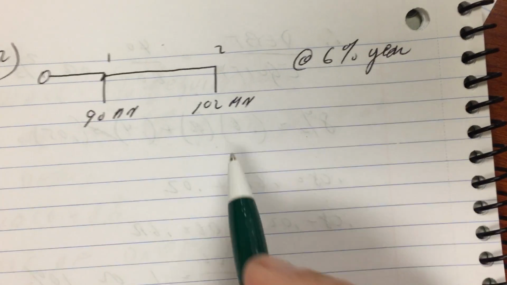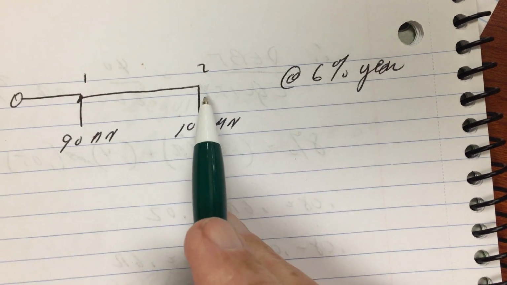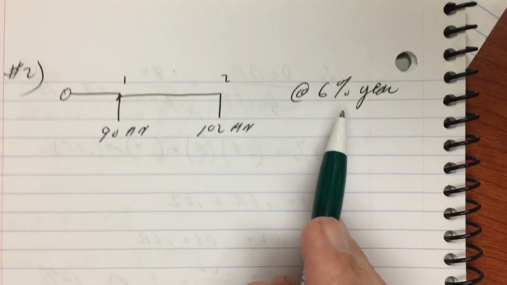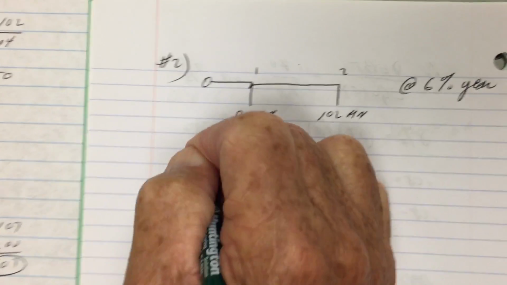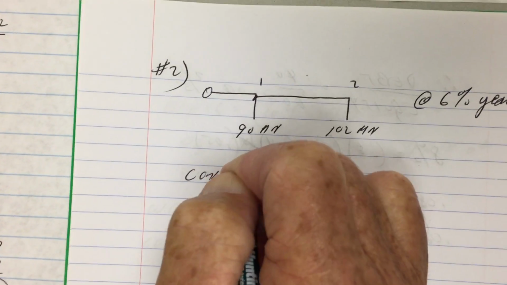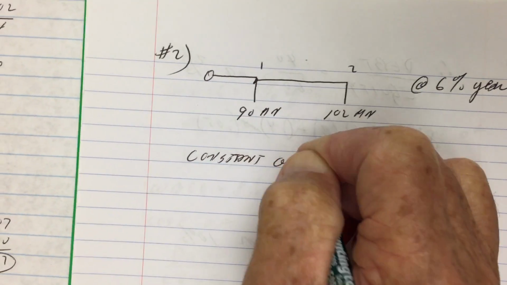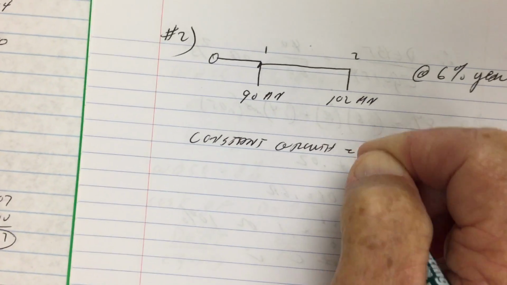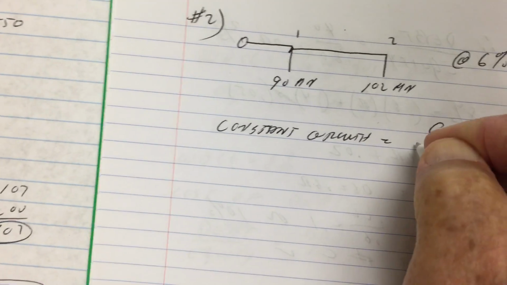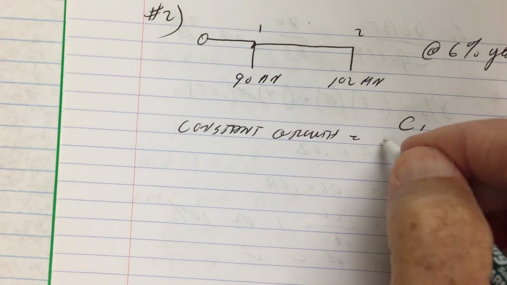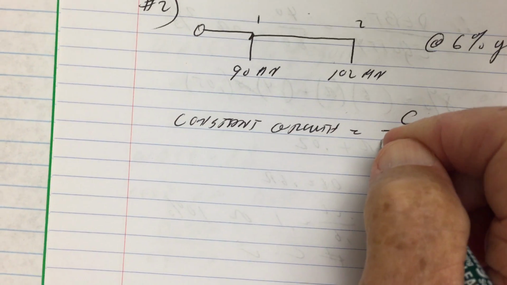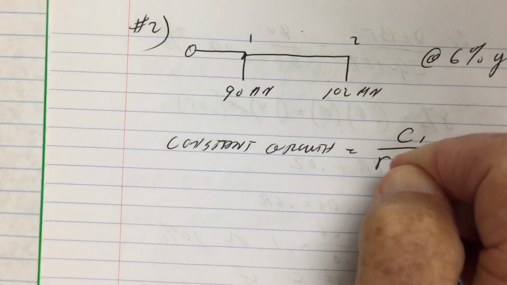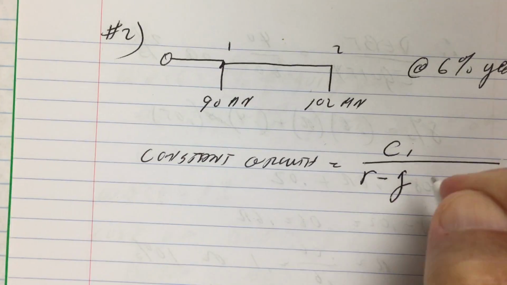To figure the value at point 2 of the cash flow in perpetuity growing at 6% per year, we're going to use the constant growth model. The constant growth model equals C1, which is the cash flow at the point at which we're starting, in this case 102, divided by the company's cost of capital minus the growth.